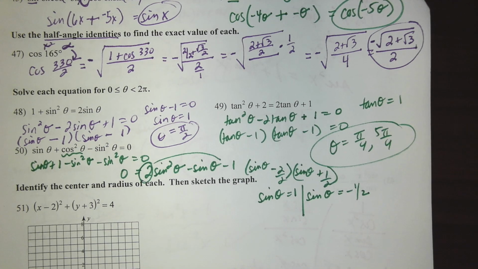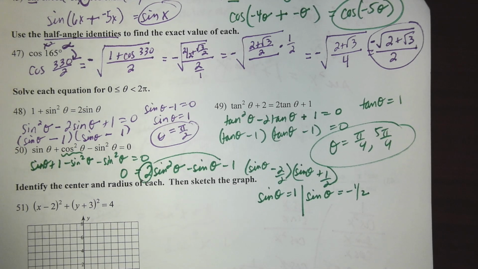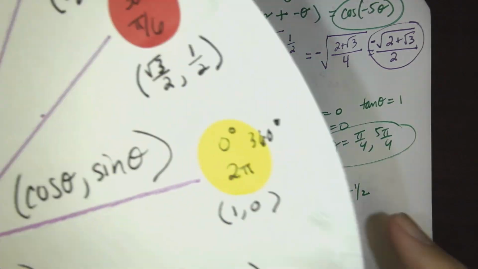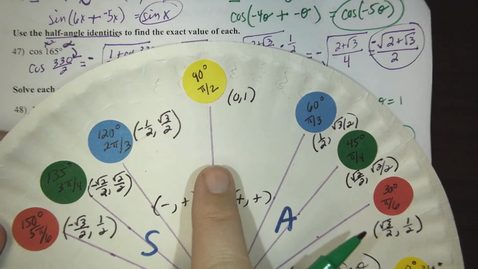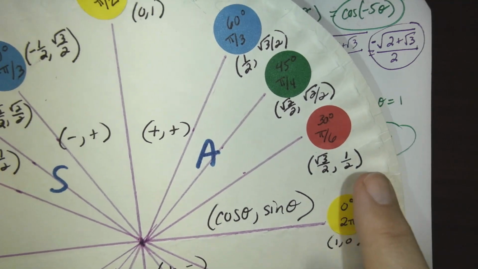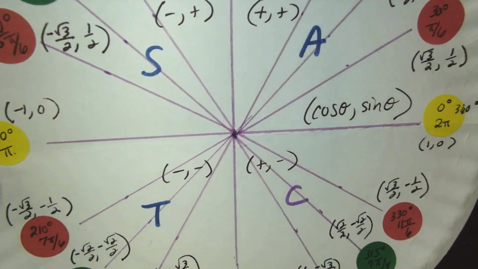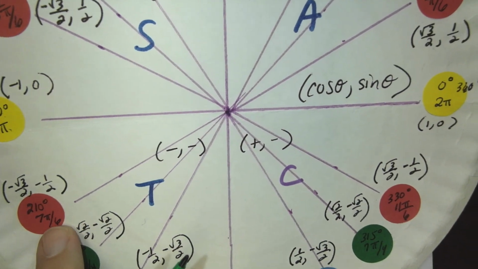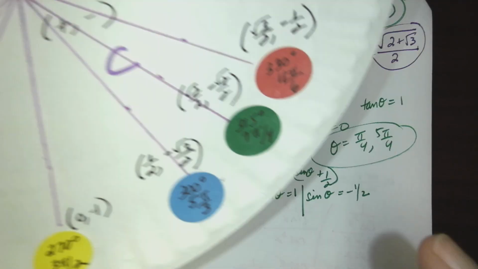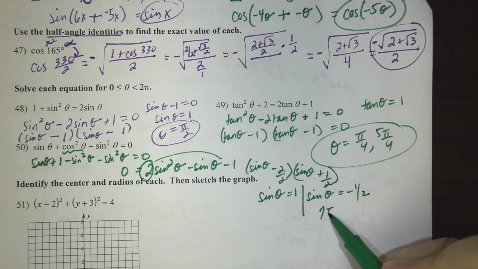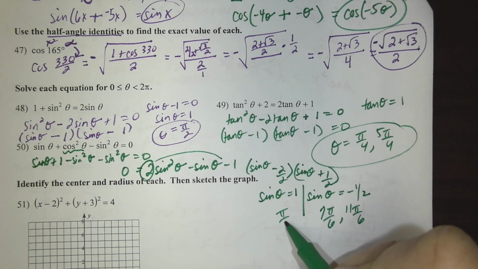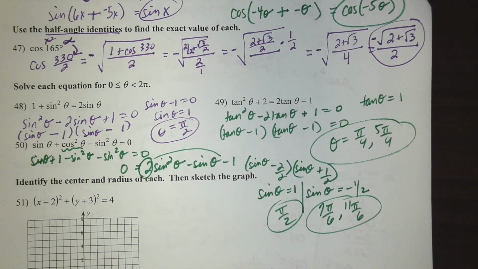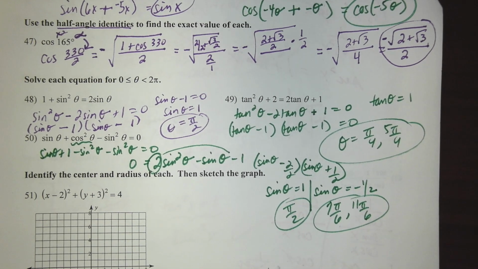And then looking at your unit circle again, when is sine 1? That's at pi over 2. When is sine equal to negative 1/2 would be right there at 7 pi over 6 and 11 pi over 6. So 7 pi over 6, 11 pi over 6, and then this one is at pi over 2. So practice some of those.